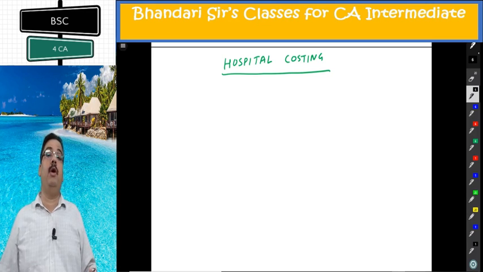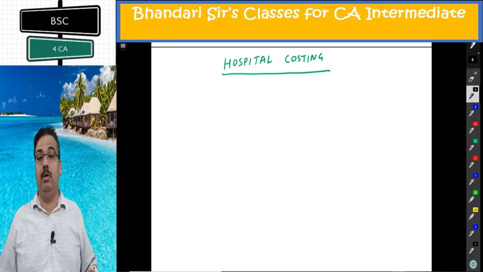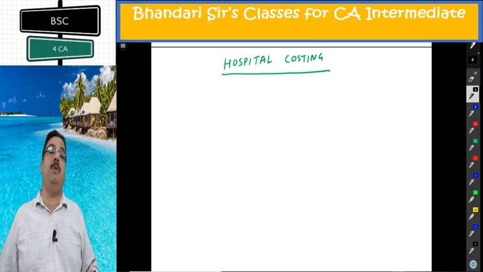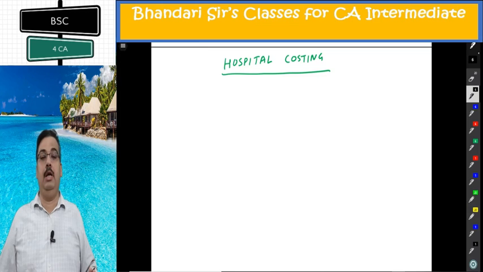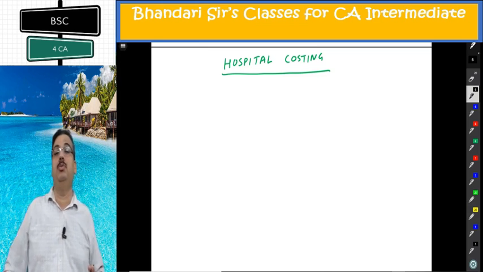So what we have to do is prepare a cost sheet for a particular period and divide by patient days or bed days to get cost per patient day or cost per bed day. Add profit margin, and we will get the charges to be taken from them.